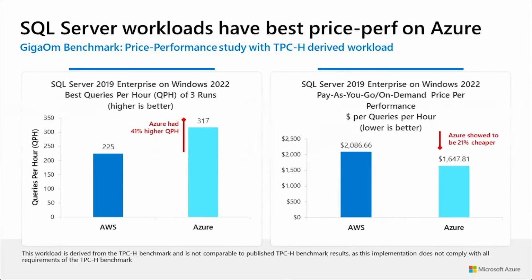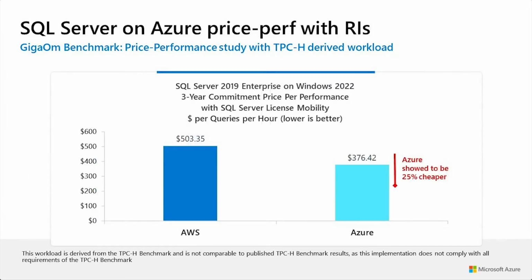In the second type of test based on OLAP workload, the EBS V5 series shows 41% better performance, which is 317 queries per hour in Azure versus the 225 queries per hour with AWS R5P. Again, with respect to price performance, Azure is 21% better than AWS with pay-as-you-go pricing and 25% better when combined with the 3-year reserved instance and Azure hybrid benefits.